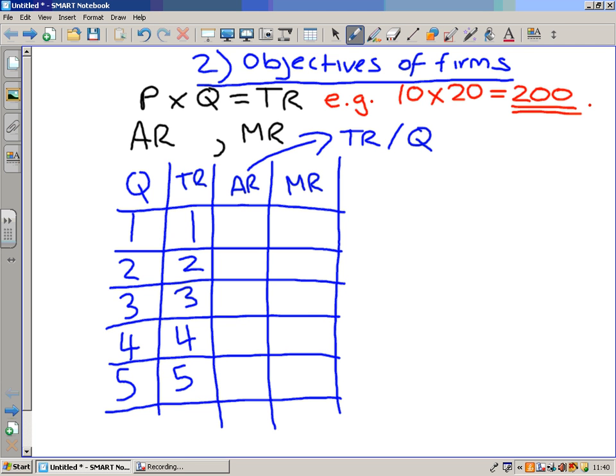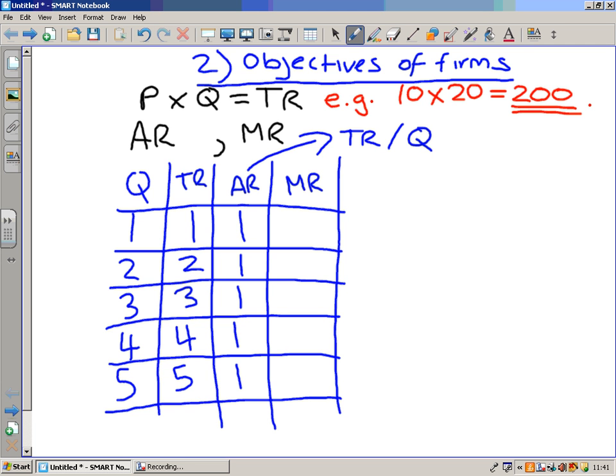So if we look at quantity 1, total revenue 1, they've sold 1 product, the average revenue is 1. For the next one, total revenue 2, they've sold 2 products, average revenue 1. And what you've probably worked out now is we'll have 1 here, here and here. Every product sold is £1 each, so the average revenue is £1.